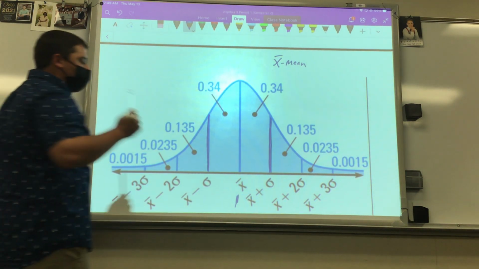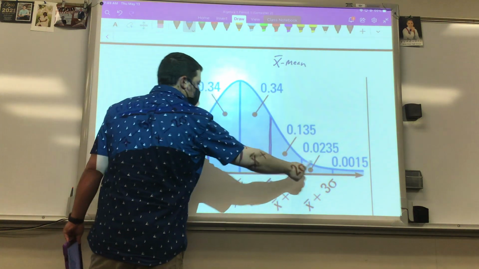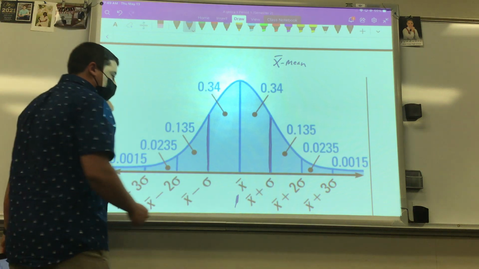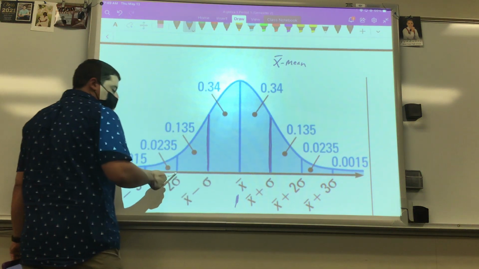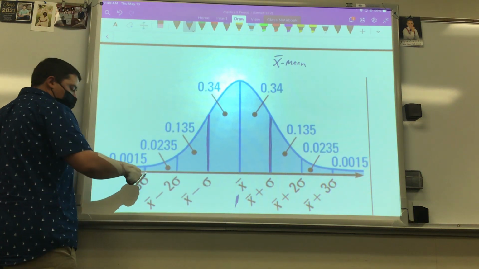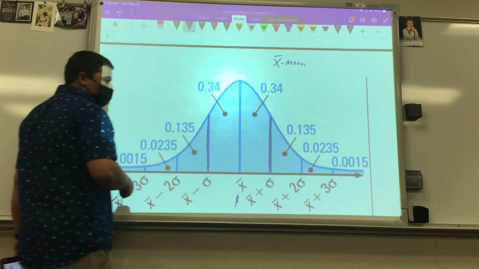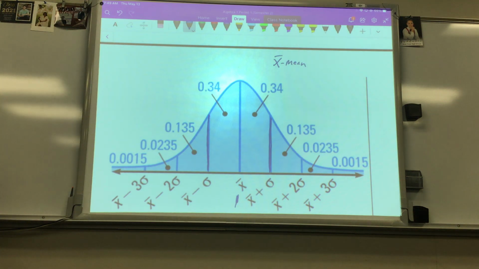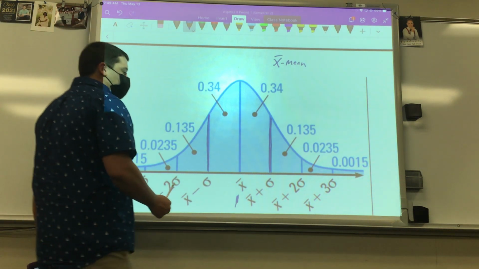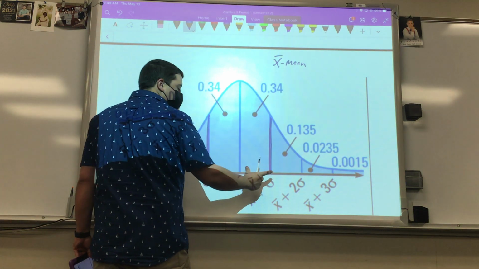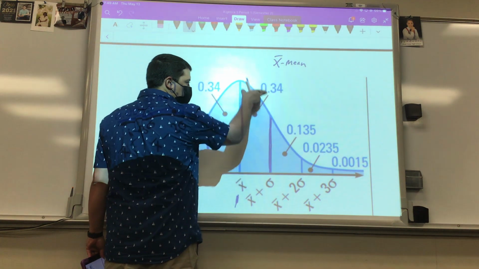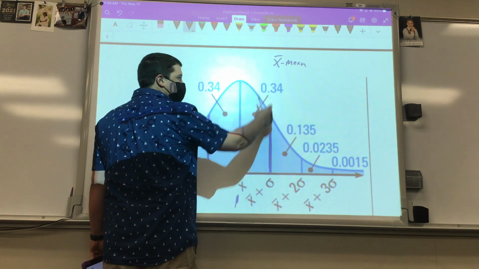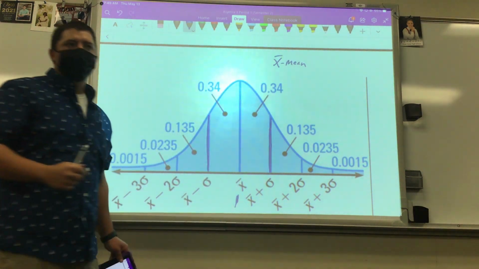When we break up this normal curve, the mean falls right in the middle. Then you're going to have a standard deviation: one standard deviation away, two standard deviations away, three or more, and it goes both ways. If you fall exactly on one of those standard deviations, like one standard deviation above the mean, you fall within this part of the curve right here, and that is 34% of the curve.